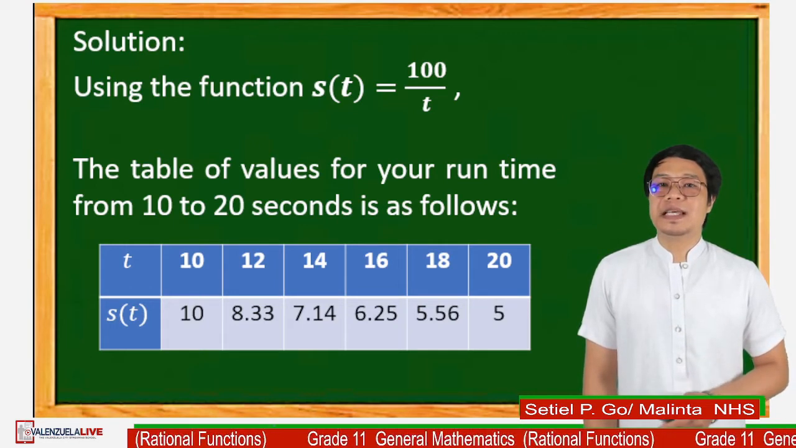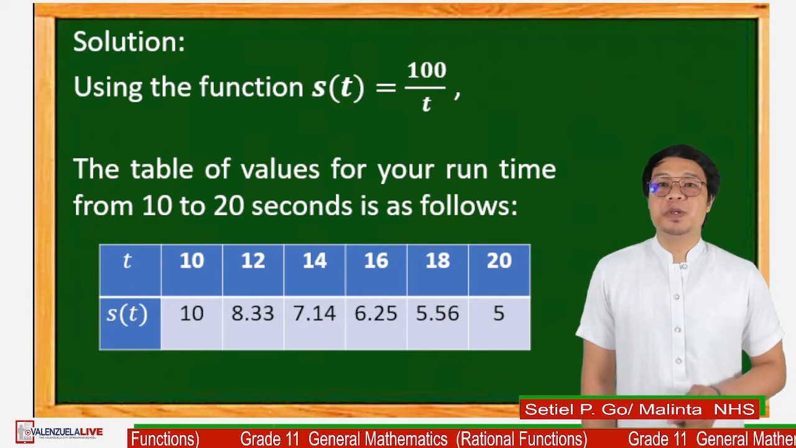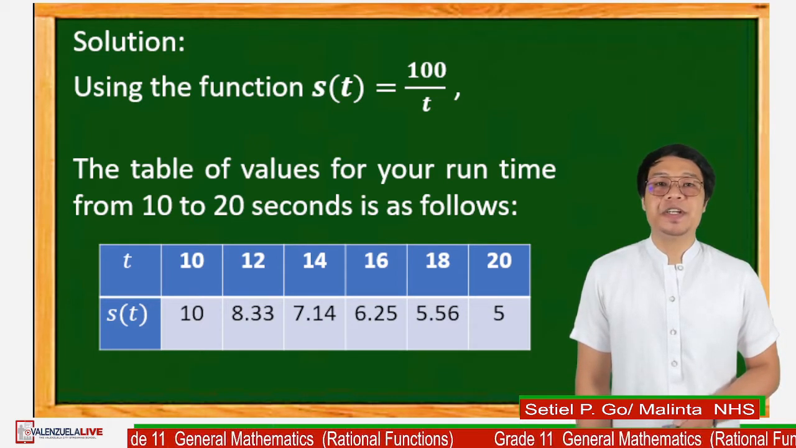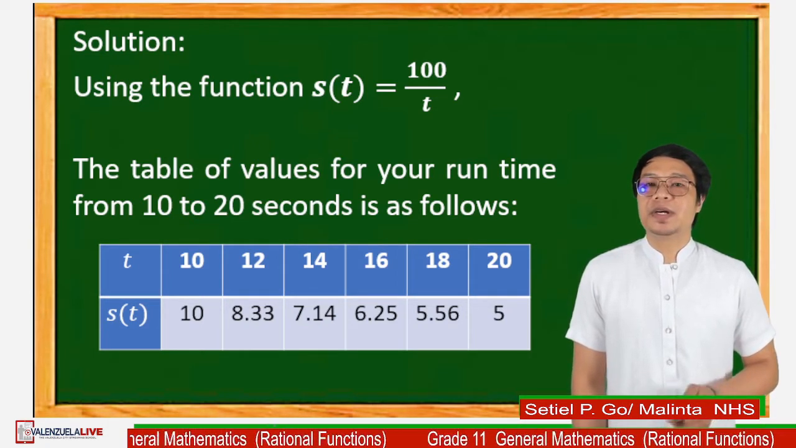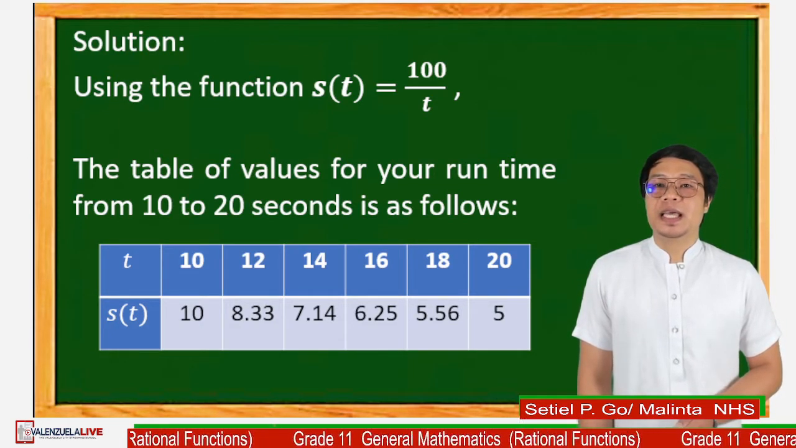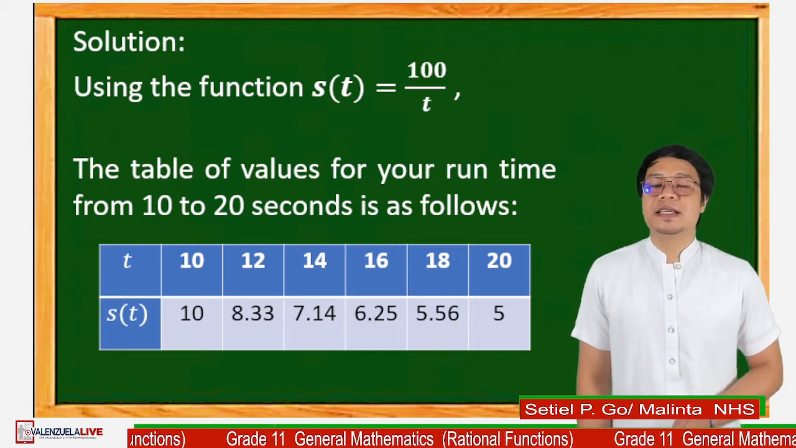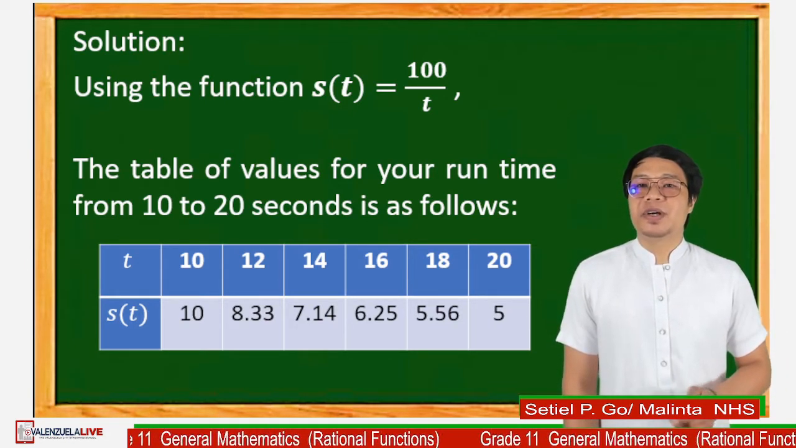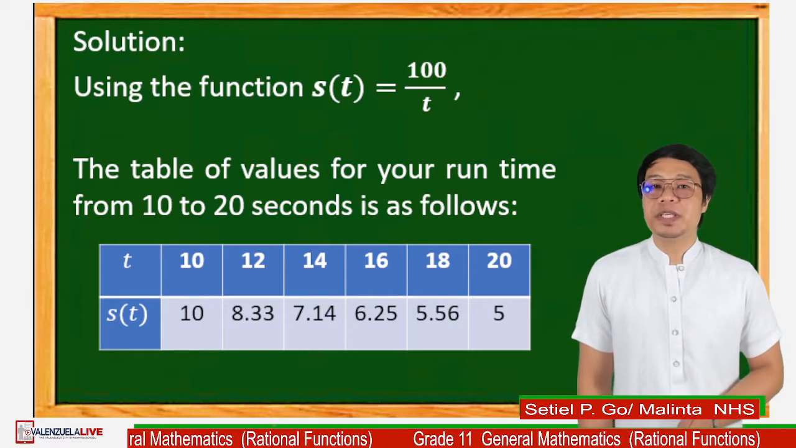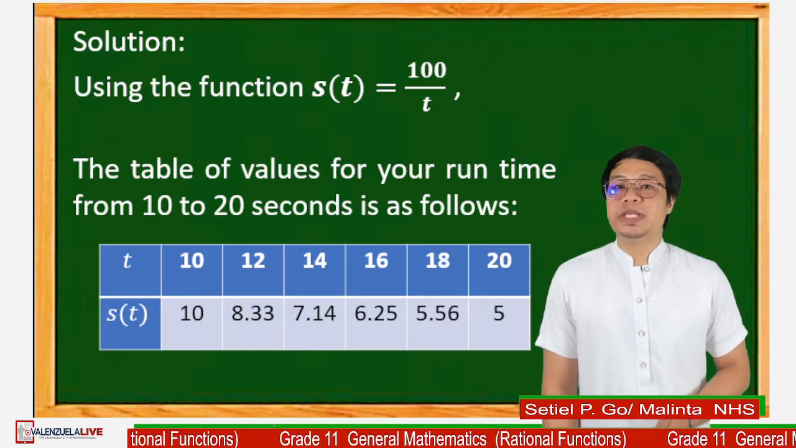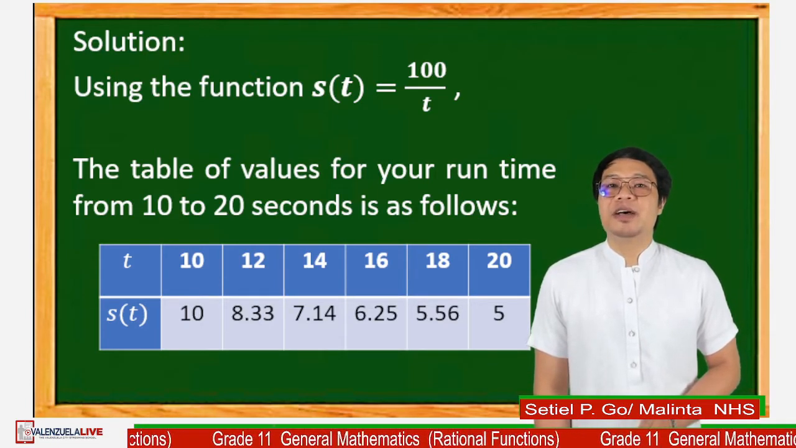If your runtime is 10 seconds, the speed will be 10. If your runtime is 12, the speed will be 8.33. If your runtime is 14, the speed will be 7.14. If your runtime is 16 seconds, the speed will be 6.25. If your runtime is 18 seconds, the speed will be 5.56. And lastly, if your runtime is 20 seconds, the speed will be 5.